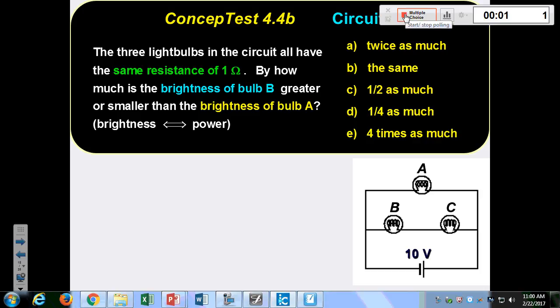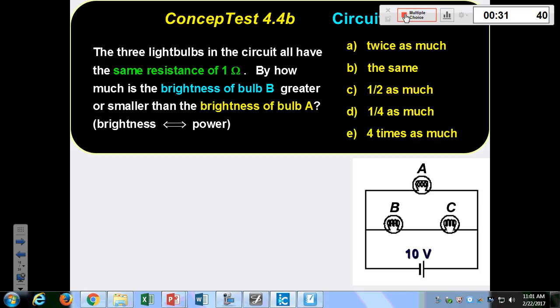This is a good application of this. So I have these bulbs set up, these resistors. By how much is this bulb brighter or dimmer than this bulb? Is this bulb twice as bright as this bulb? Is it the same brightness? Is it half as bright? Quarter as bright? 4 times as bright? How much brighter or dimmer is this bulb than this one?